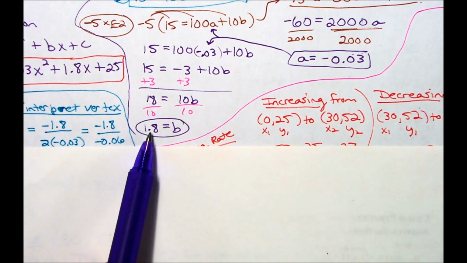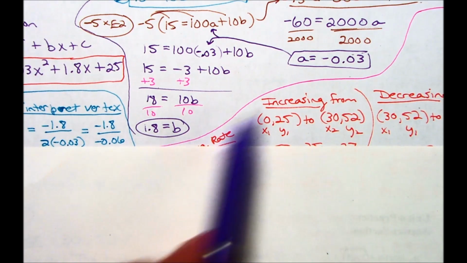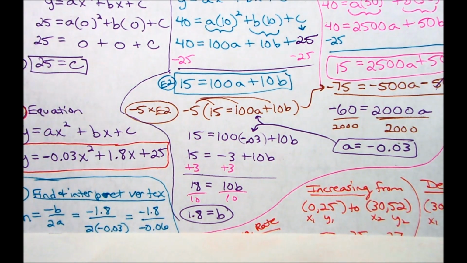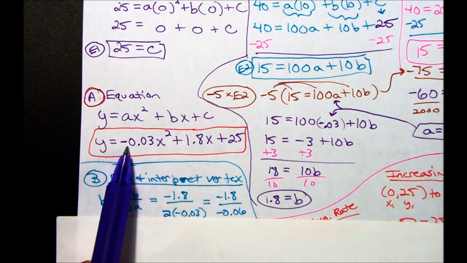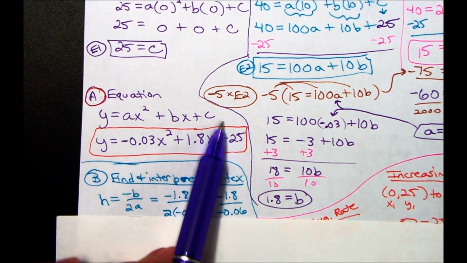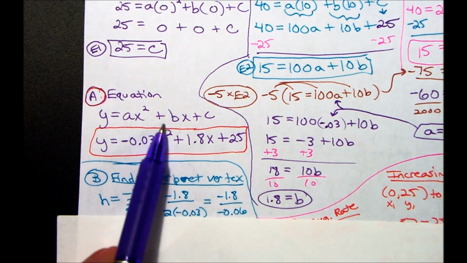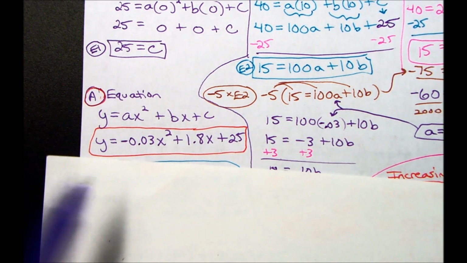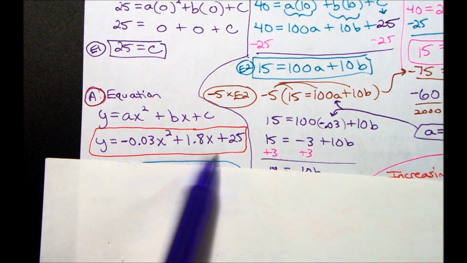So now that I've got my b, my a, and in my first step, my c, I can then write my equation. So that's what I have right here. So again, standard form is y equals ax squared plus bx plus c. But when you're writing your equation now, you want to put the y and the x's back in the equation.